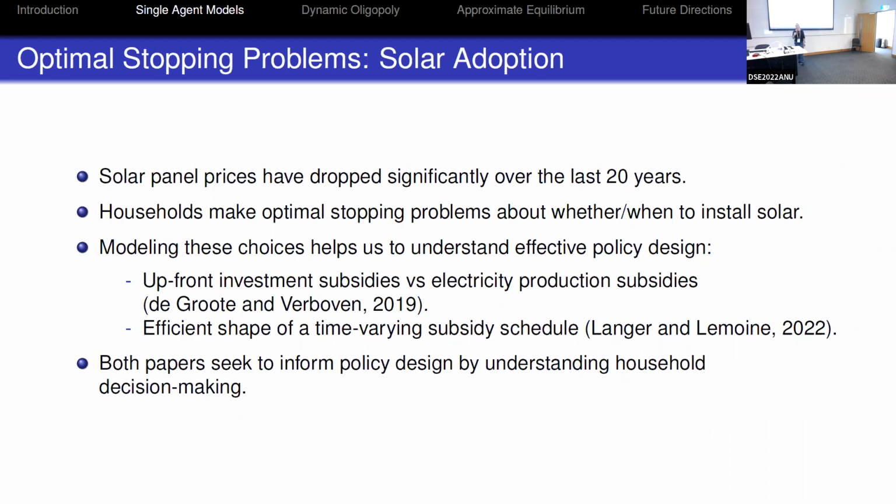In my paper with Derek Lemoyne that just came out in Jerry, we look at the efficient shape of the time-varying subsidy schedule. So thinking just about upfront subsidies, a lot of these subsidy schedules start high and then decrease over time, often in a stepwise pattern. This started in Japan, actually, and basically like everybody, Germany, California, all these places, they have adopted this idea that solar subsidies should decrease over time. And we're just going to ask, like, why? What are the efficiency implications of that?